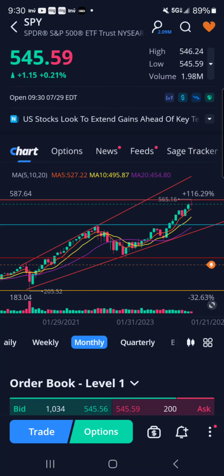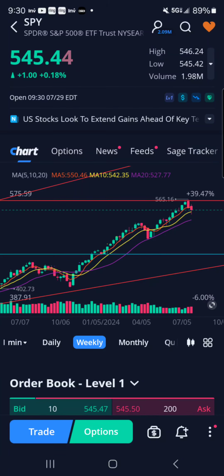Anyway, let's go down to the lower time frames. Let's look for a trade. So now we're on the weekly. As you can see on the weekly, we hit this level right here at 565, and we're showing a strong bearish engulfing candle, which could signal a potential bearish move.